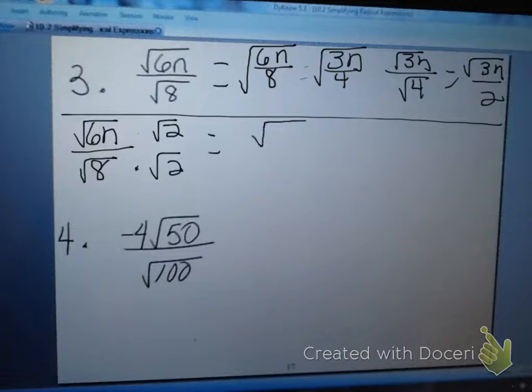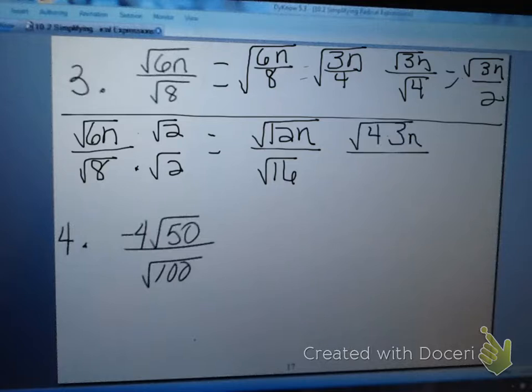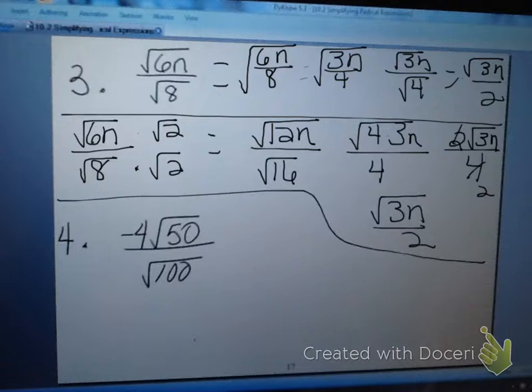So my numerator is the square root of 12n over the square root of 16. Now 12, I am going to break that down to 4 times 3, over the square root of 16, which is 4. Square root of 4 is 2, so 2 square root of 3n over 4. And then I'm going to reduce, and I get square root of 3n over 2. And that is my answer. So you can do either one.